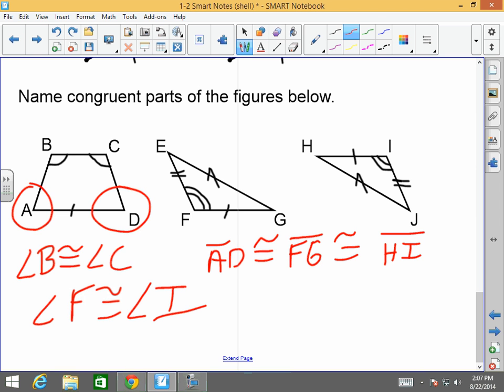Absolutely fantastic. Yes, sir. Segment FE. Uh-huh. Segment JI. Segment FE is congruent to segment JI or IJ. It doesn't really matter how you read that. Fantastic. Excellent, gentlemen.